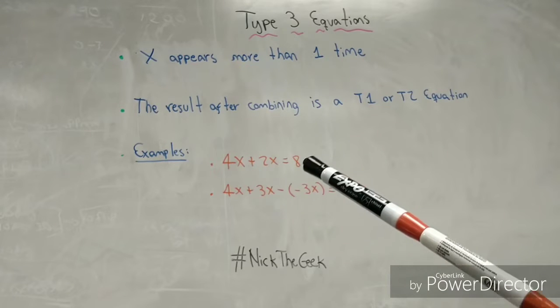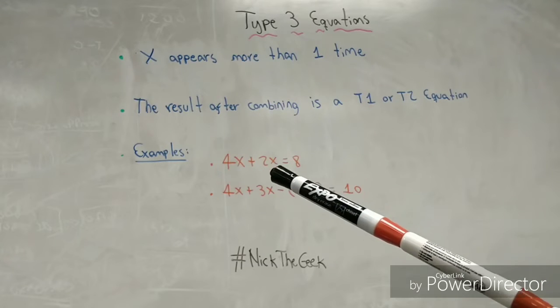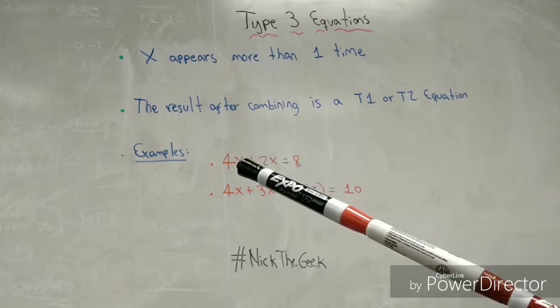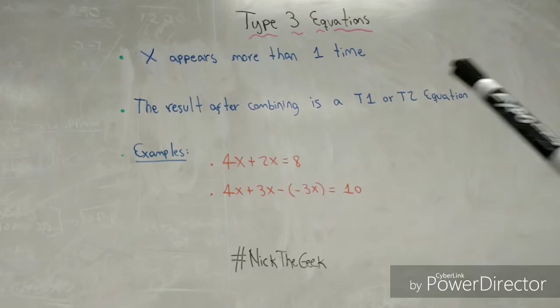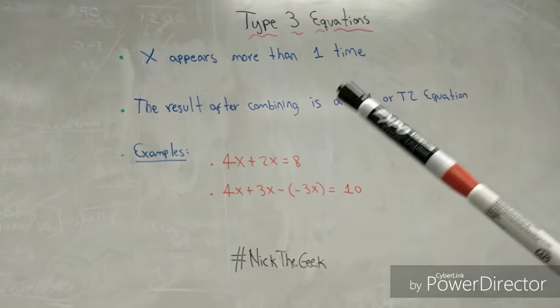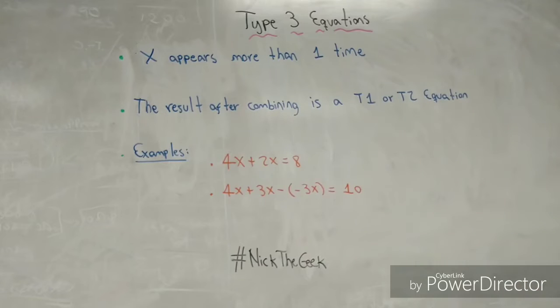Take a look at this equation. As you can see, the x appears 2 times here. So we need to combine them in order to solve the equation. We're going to do a couple of examples, and if you have any questions, just feel free to ask in the comments. Thank you very much.